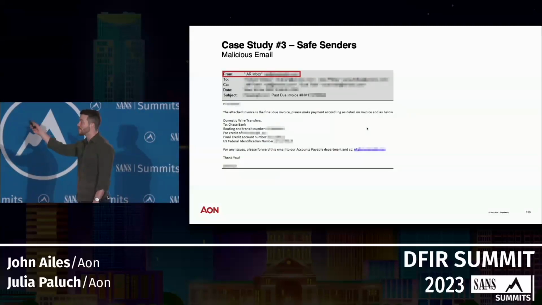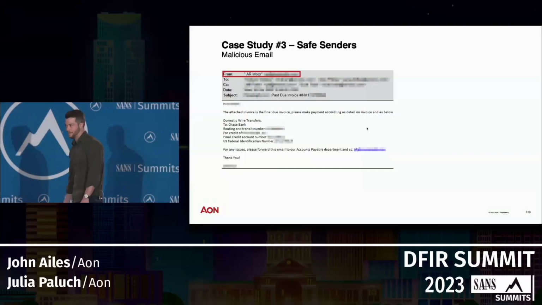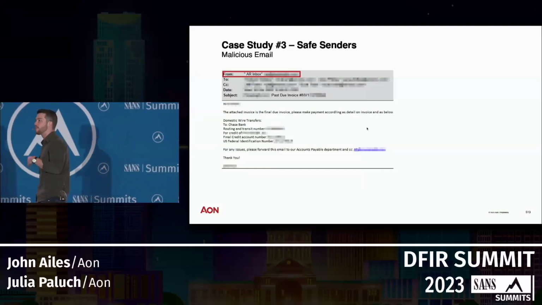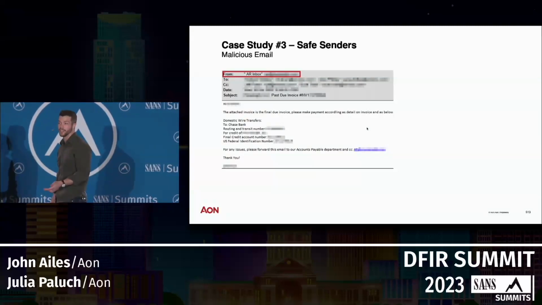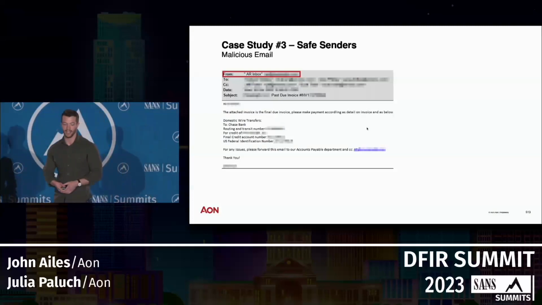But the email address in the from box was the actual email address of the vendor. There was no typo squatting, no lookalike domain. And this isn't super surprising. We've seen cases in the past where a threat actor will compromise both ends of a transaction in order to give themselves a higher point of leverage during a business email compromise.